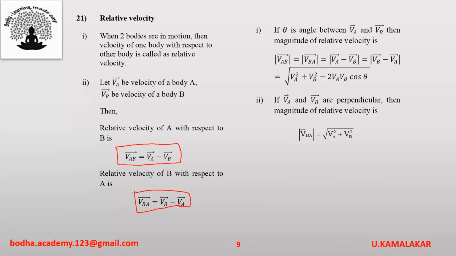minus VA bar. Next point, if theta is angle between VA bar and VB bar, then magnitude of relative velocity is given as square root of VA square plus VB square minus 2 VA VB cos theta. If VA bar and VB bar are perpendicular, then magnitude of relative velocity is given as square root of VA square plus VB square.